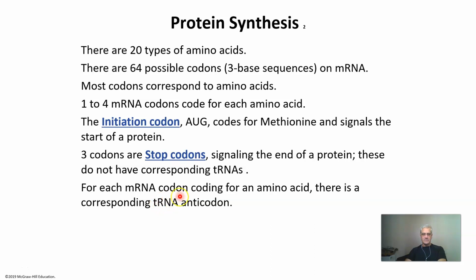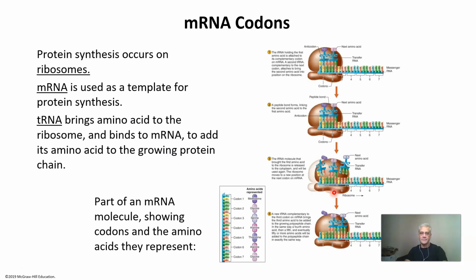An mRNA codon codes for an amino acid. There is a corresponding tRNA anticodon. They must complement each other. So here it is again. It's another picture. Same process. Here's my mRNA. Here's my large ribosomal subunit, small ribosomal subunit. It finds AUG, it finds the start codon. It starts manufacturing polypeptide chain.